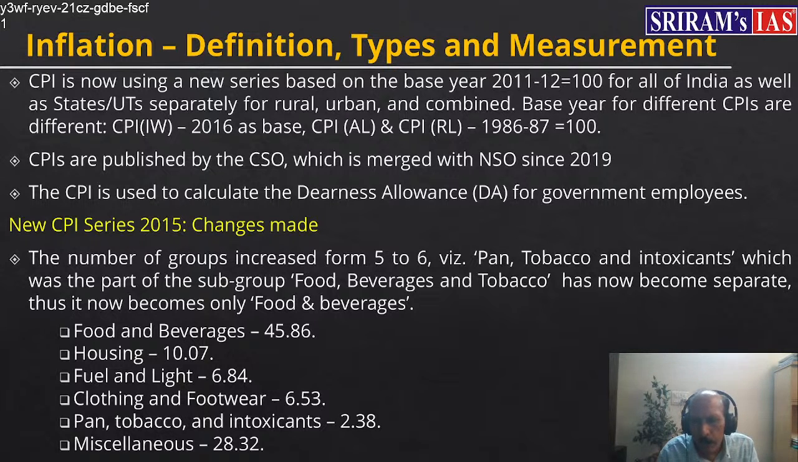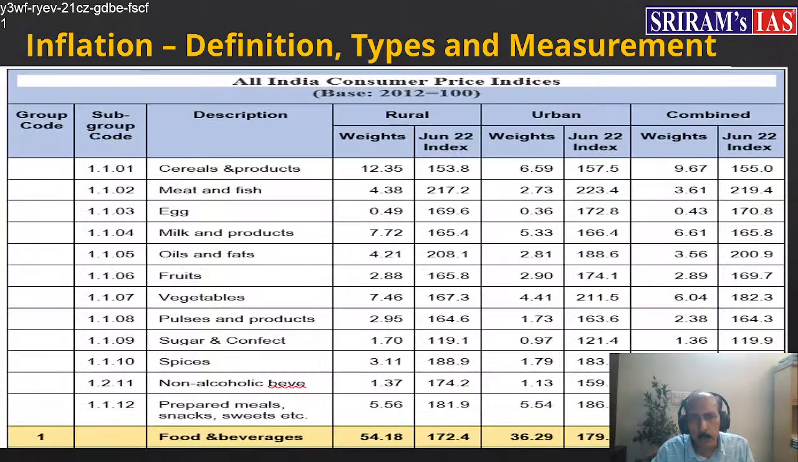Secondly, housing gets 10% weightage in the CPI. Fuel and light 6.84%, clothing and footwear 6.53%, and intoxicants 2.38%. Miscellaneous goods 28%. Miscellaneous goods include so many items. You see that I have given a list of items just for your information. You don't have to mug up the list, but you have to understand the list of items included under each category.